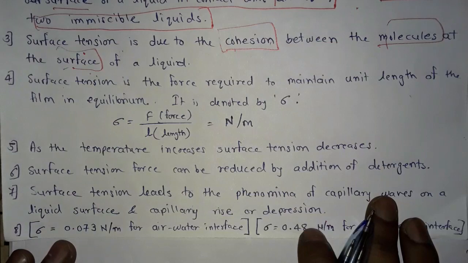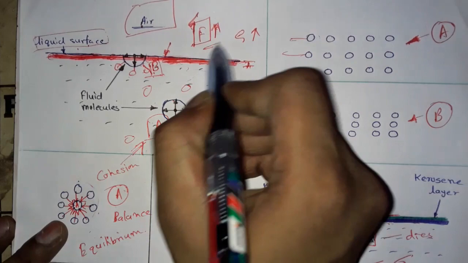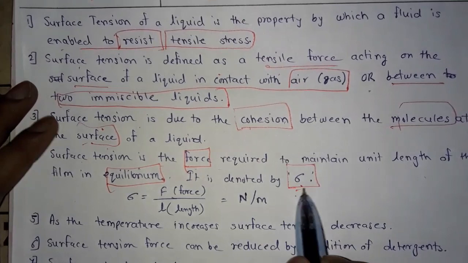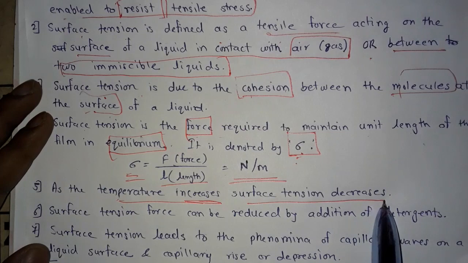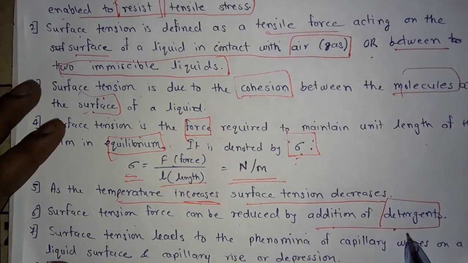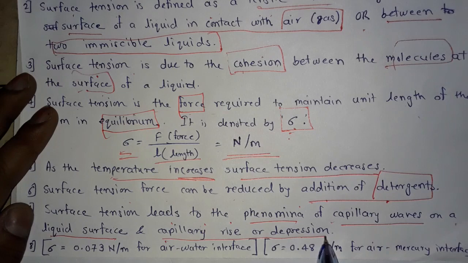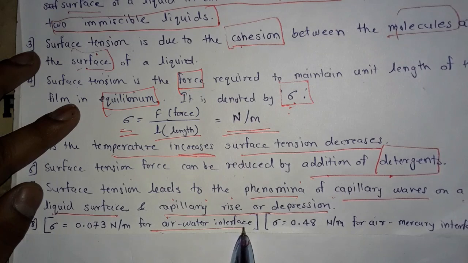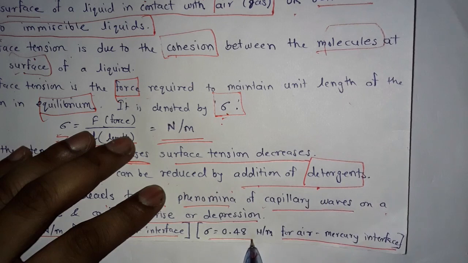Now friends, surface tension is the force required to maintain the unit length of the film in equilibrium, as we have seen above. Surface tension is denoted by sigma. Sigma is equal to force upon length, and its unit is Newton per meter. As the temperature increases, the surface tension decreases. Surface tension force can be reduced by addition of detergents. Surface tension leads to the phenomena of capillary waves on a liquid surface and capillary rise or depression. The surface tension for the air-water interface is 0.073 Newton per meter, and for the air-mercury interface is 0.48 Newton per meter.